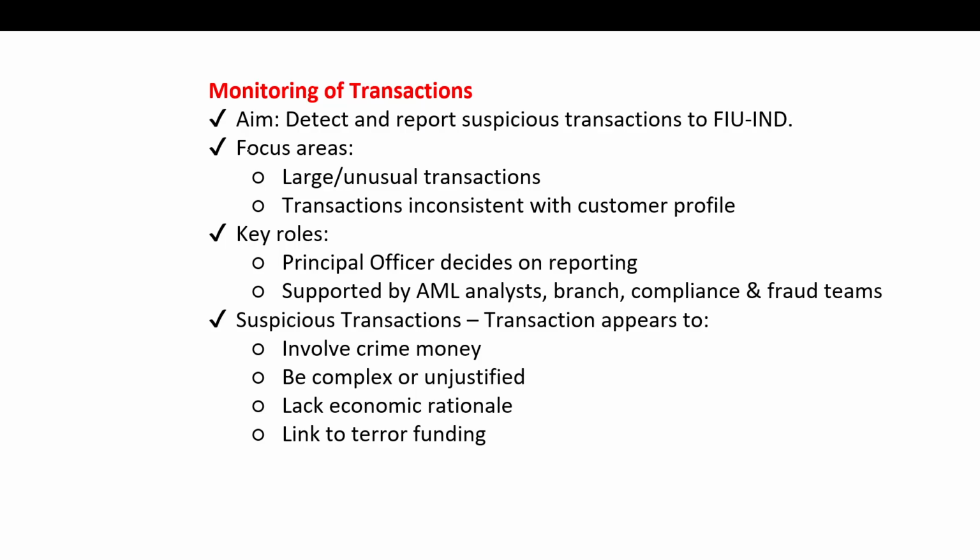The bank must ensure that their services are not misused for criminal activities like money laundering. So they are required to report such activities to FIU IND, Financial Intelligence Unit IND, and who does it? Principal officer does this, as discussed under unit number 2. Now what do banks look for?